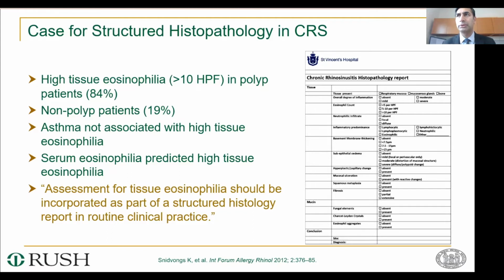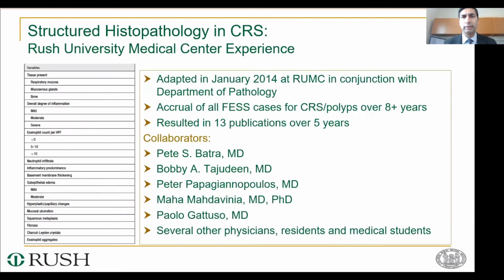And when I moved to Rush at the beginning of 2014, I convinced the pathologists here that this would be a good way for us to manage our patients, and really has been part of our standard histopathologic reporting over the past 8+ years. This is a standard report that we receive at Rush University Medical Center. They will report on the type of tissue that's present. They'll report on the overall degree of inflammation, whether it's mild, moderate, or severe.